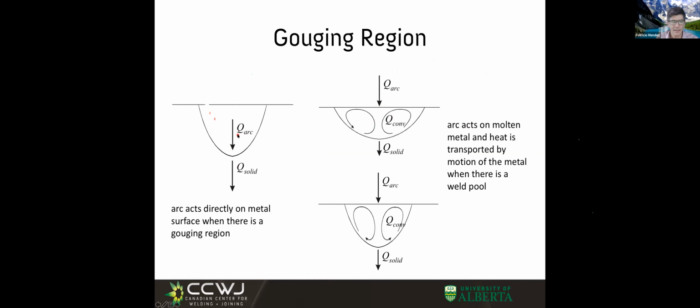And this gouging penetration can be so deep that in some cases, for example, the US Navy in the 80s or 90s, they were doing welds in which the torch started to go below the original surface of the plate, because the gouging region was so deep that they could bury the torch without actually touching the plate.